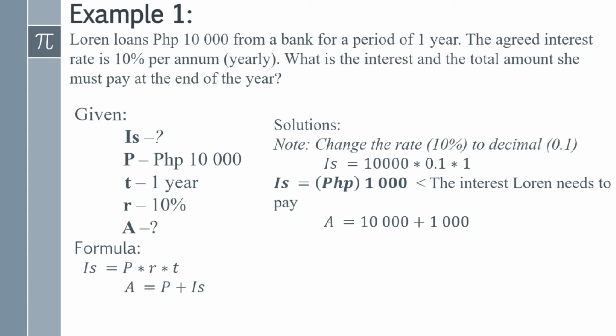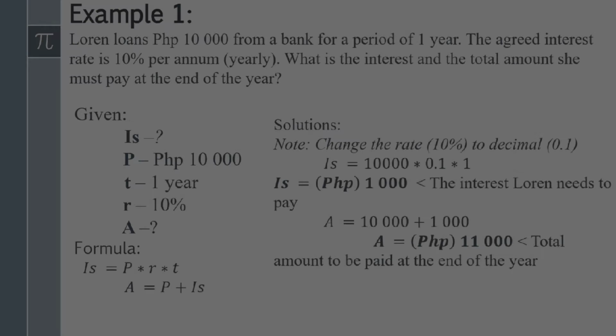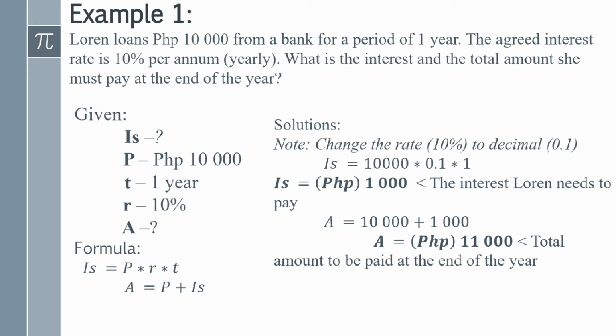Now, we can finally solve for the amount. The total amount equals the principal amount plus the interest, so just simply equate it with the given. 10,000 plus 1,000 equals 11,000. This is the total amount to be paid by Lauren at the end of the year, which is to be denoted by A.